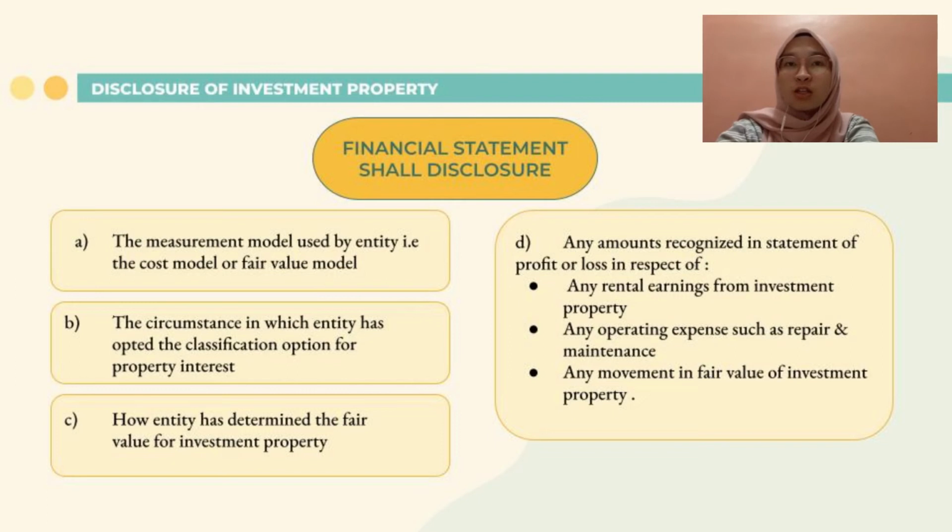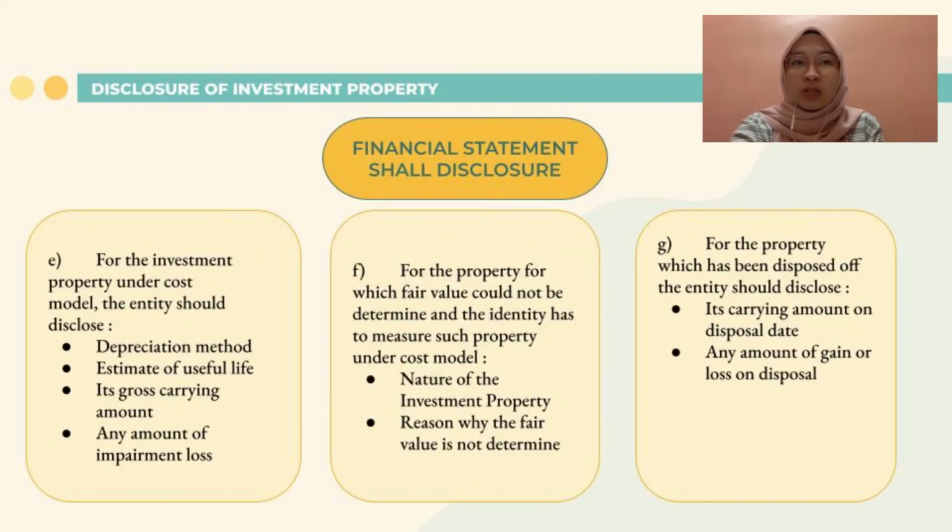Next, disclosure of investment property. The financial statements shall disclose the measurement model used by the entity: first, the cost model or the fair value model. Next, the circumstances in which the entity has opted for the classification option for property interest. And third, how the entity has determined the fair value for investment property. Next, any amount recognized in the statement of profit or loss in respect of rental earnings from investment property, any operating expense such as repair and maintenance, and lastly, any movement in fair value of investment property.